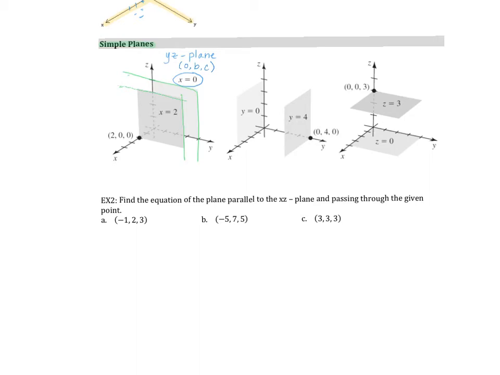So in this second example, we have x = 2. This plane is parallel to the yz-plane, x = 0. Points on this plane will always have the form (2, b, c). So again, the y and the z can be any real number.